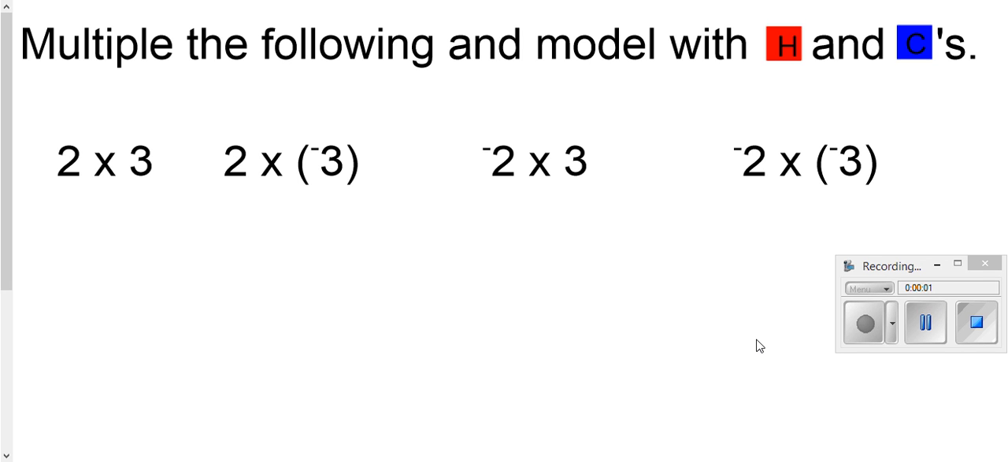We can even use hot and cold cubes to model integer multiplication. So let's take a look at how we can do that. We're going to take a look at these four problems. We're going to start out with 2 times 3.